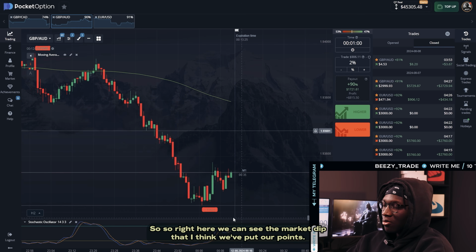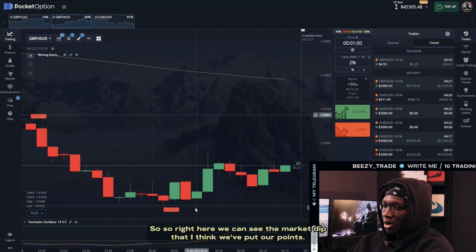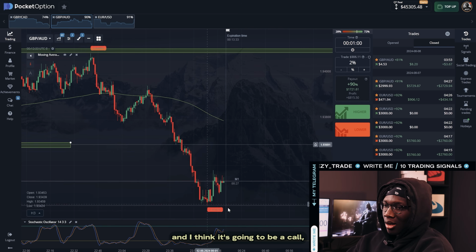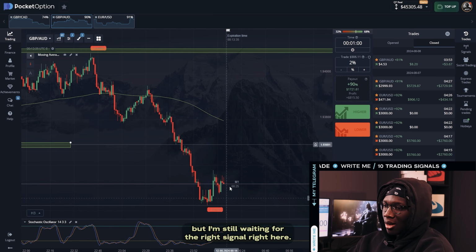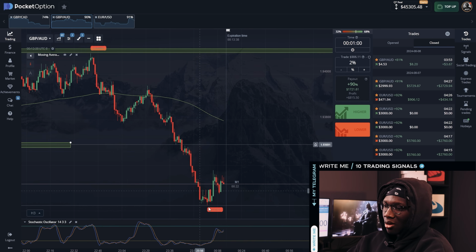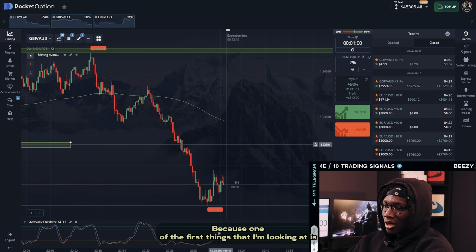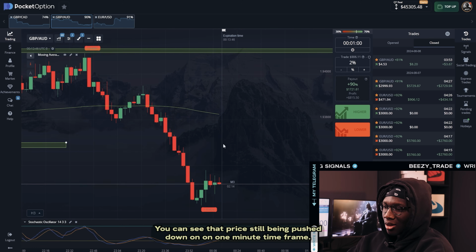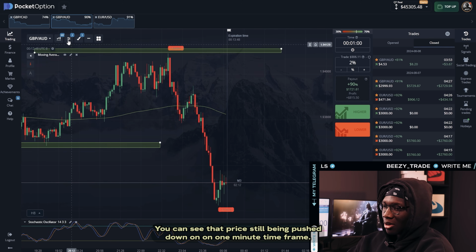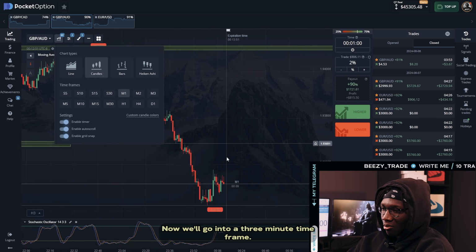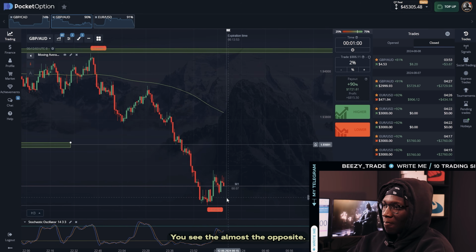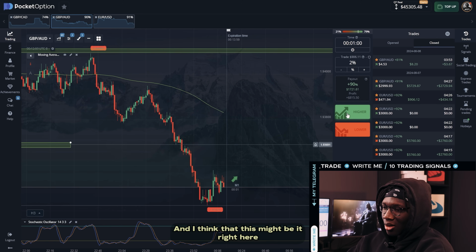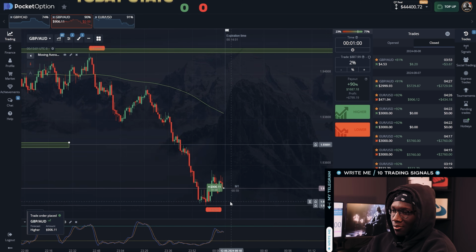So right here we can see the market diving. We've put our points, and now we're just looking for a good entry point to enter into a call. And I think it's going to be a call, but I'm still waiting for the right signal right here, because one of the first things that I'm looking at is that price is still being pushed down. Even though it looks like it had a little bit of a turn, you can see price still being pushed down on our 1-minute time frame. Now if we go to a 3-minute time frame, you can see almost the opposite. But right now we're just waiting for that turnaround point, and I think that this might be it right here.